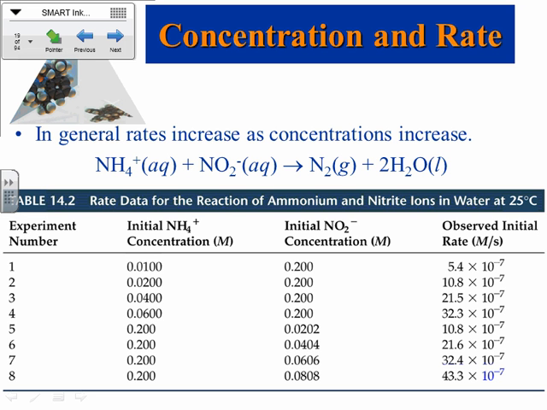The reason we're doing that is because we want to see, if I double the concentration of NH4 plus, what does that do to the rate of the reaction? Turns out, if I double the NH4 plus concentration, it looks like the rate doubles. Can you see that? It goes from 5.4 to 10.8. Now, is there another experiment on here that I could look at to figure out what happens with my NO2 minus?